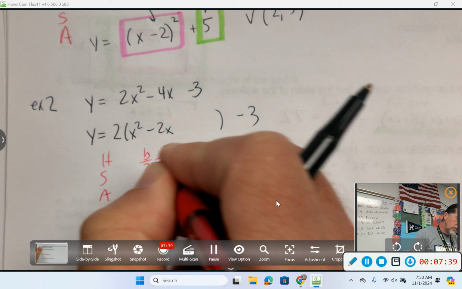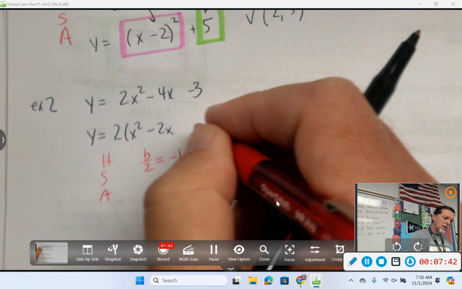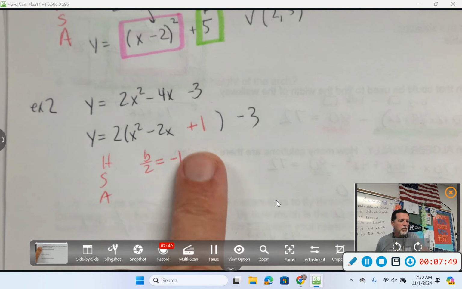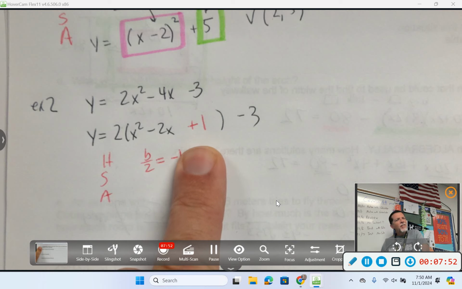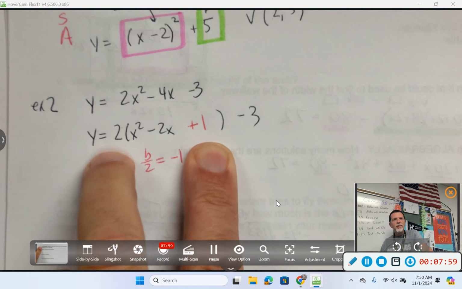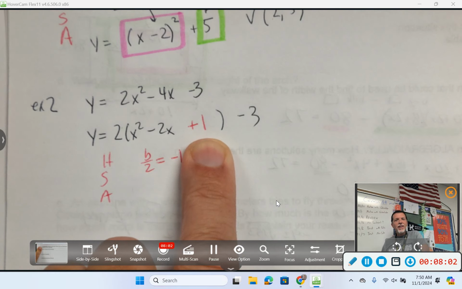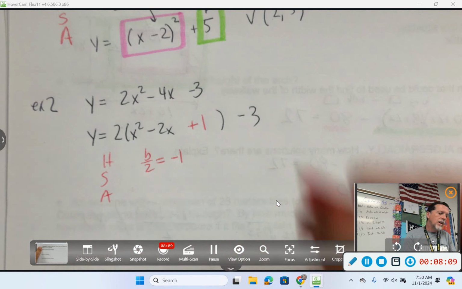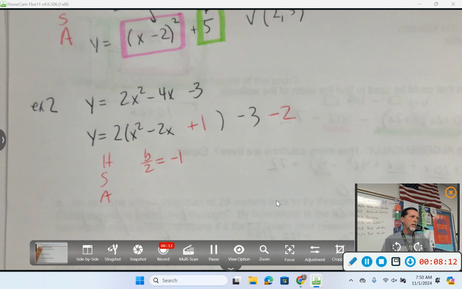So half it, square it, add it. So b over 2 is negative 1. So I write plus 1 to make a perfect square. Now, be careful though. I wrote plus 1, but it's on the inside. So what did I really just add to this problem? I added 2 because there's a 2 out front. I wrote plus 1, but because it's on the inside, I really added 2. So how do I balance that out here? Subtract 2. Add negative 2. Yes.